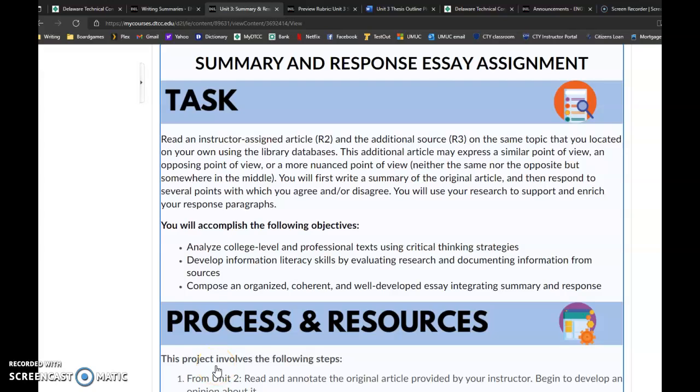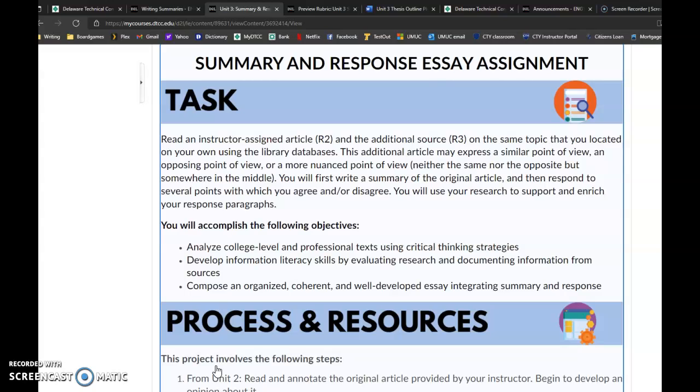Hi everyone. So in this video, I want to talk a little bit about the summary and response essay and the planner that you're going to be working on, so that you have an idea of what you're doing and why you're doing this planner. So basically, a summary response essay is when you examine a text and you summarize it and then you respond to it. It's one of the most basic forms of writing.